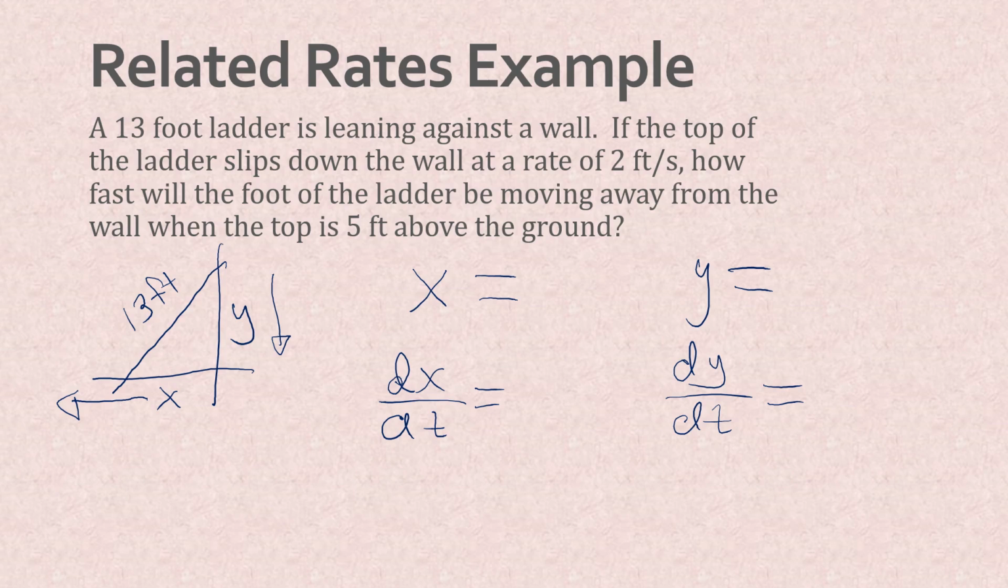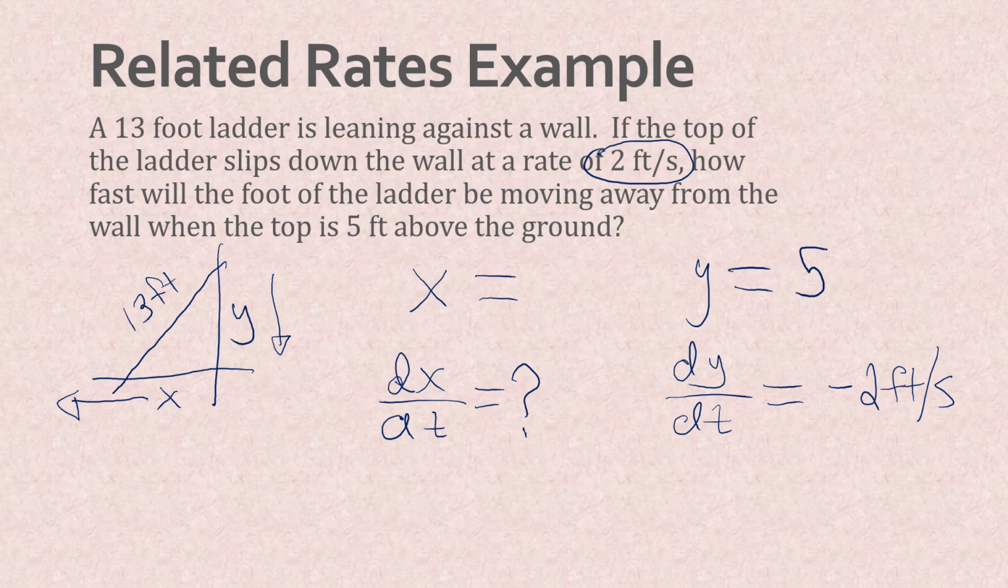For example, the top of the ladder slips down the wall at a rate of 2 feet per second, so that's dy/dt, and dy/dt is negative 2 feet per second. It's negative because y is decreasing in size. And then how fast will the foot of the ladder be moving away? That's dx/dt, the quantity we're looking for, when the top is 5 feet above the ground.